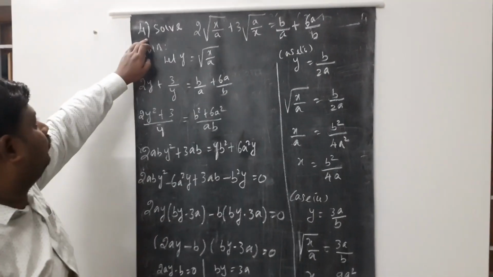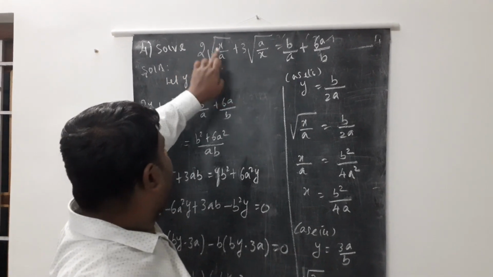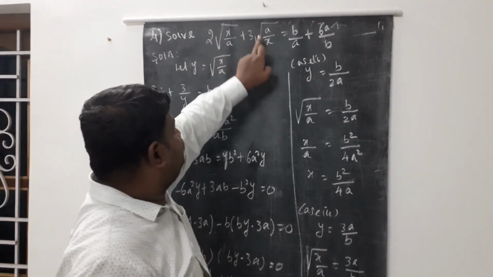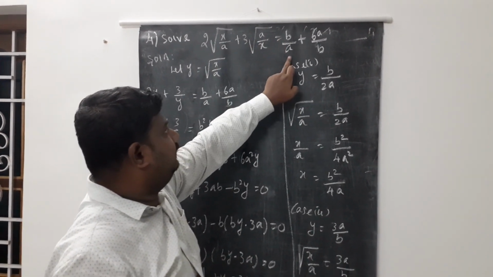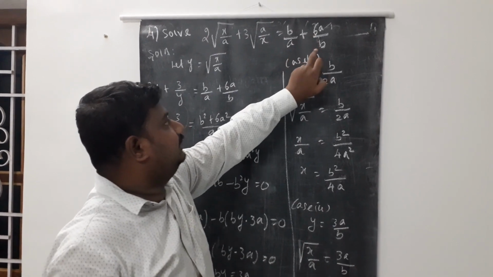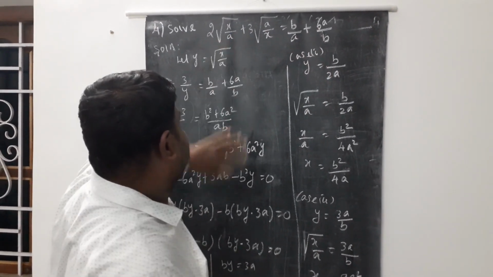Next, question number 4. Solve 2 times square root of x by a plus 3 times square root of a by x is equal to b by a plus 6a by b. To solve, you can find the x values.